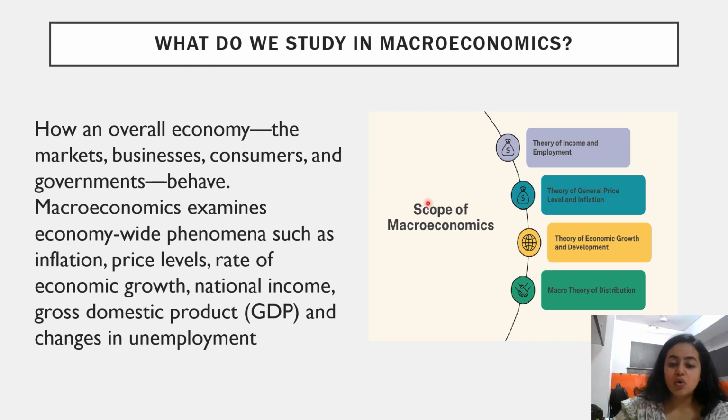What is the scope of macroeconomics, or what kind of theories will we be studying in macroeconomics? Macroeconomics overall is the study of the overall economy, like the markets, business, consumers, and governments. We try to understand how all of these factors behave. So it is examining economy-wide phenomena such as inflation, price level, rate of economic growth, national income, gross domestic product, and the changes in unemployment. Let's read some of these in further detail.